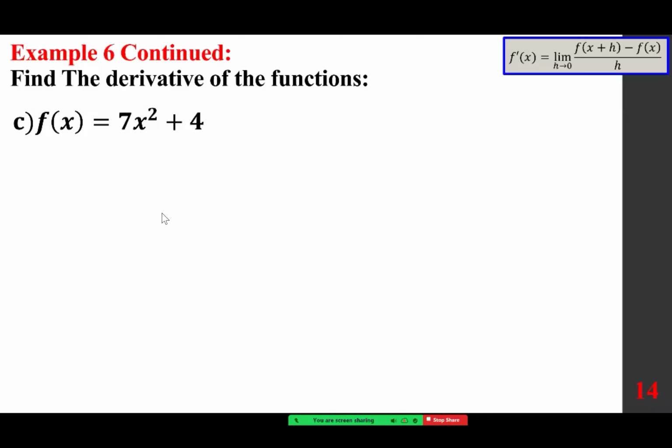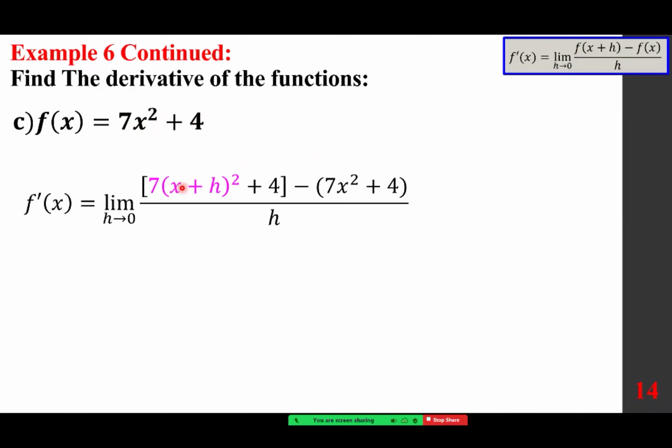All right, find the derivative of the function f of x equals 7x squared plus 4, and we start with the definition. Limit of f of x plus h minus f of x over h as h approaches 0. So f of x plus h would be 7 times, so the limit as h approaches 0 of 7 times x plus h quantity squared plus 4 minus the parenthesis 7x squared plus 4, over h.